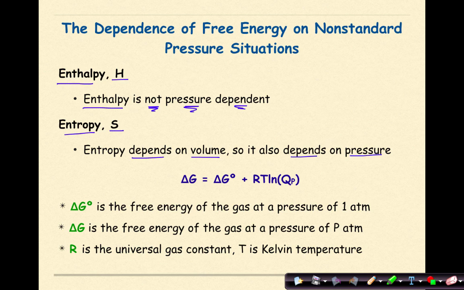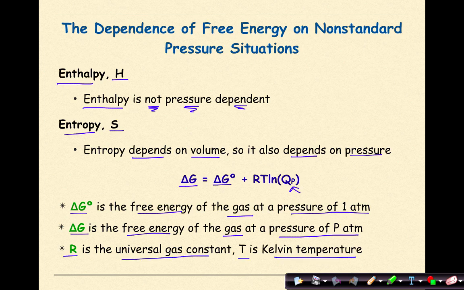So for our first situation, we're going to look at delta G equals delta G at standard state plus RT ln of Q with a little p meaning pressure, where delta G at standard state is the free energy of the gas at a pressure of 1 atmosphere. Delta G is the free energy of the gas at a pressure of P atmospheres, so in other words, not at standard state. R is our universal gas constant, and T is our Kelvin temperature.